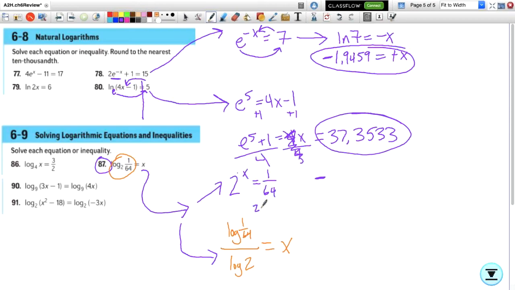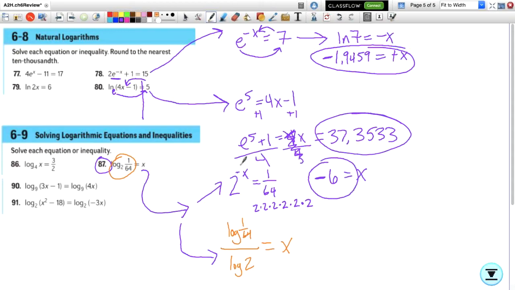Well, I know 2 times 2 is 4. 4 times 2 is 8. 8 times 2 is 16. 16 times 2 is 32. And 32 times 2 is 64. So 2 to the 1, 2, 3, 4, 5, 6. But I need it to be pushed below, so it's going to have to be a -6. That's going to be the power here.